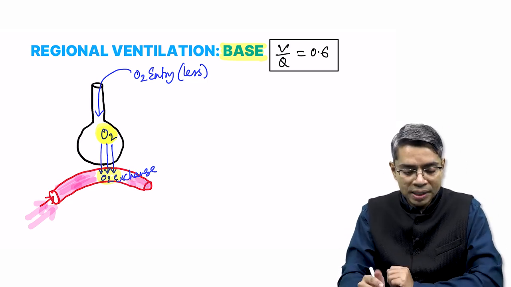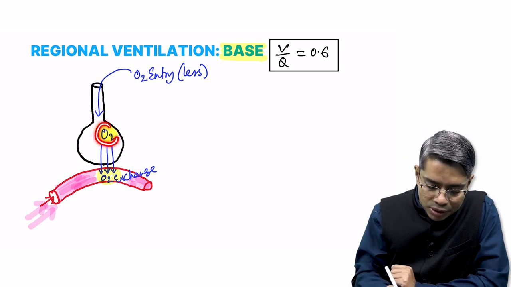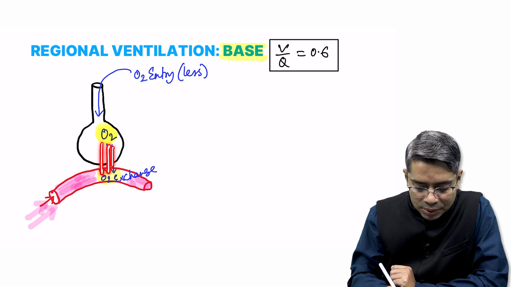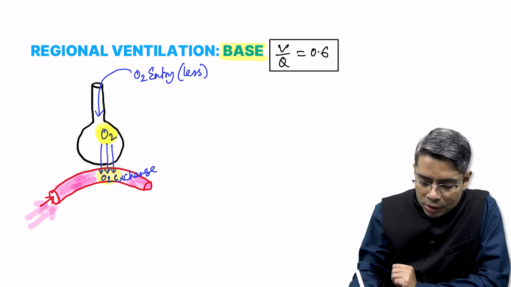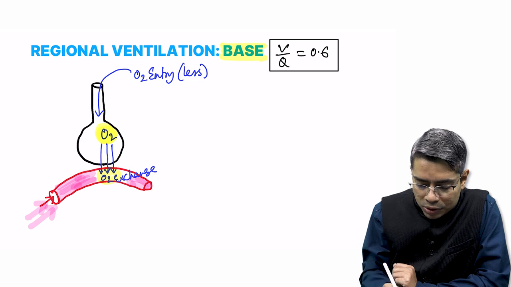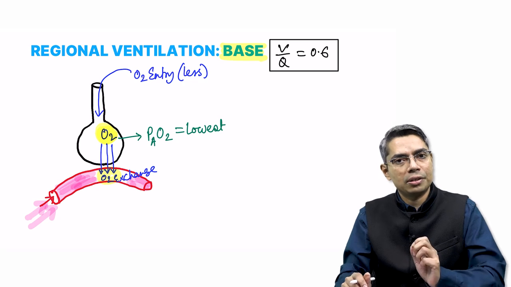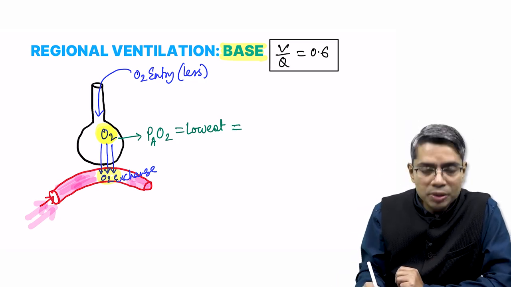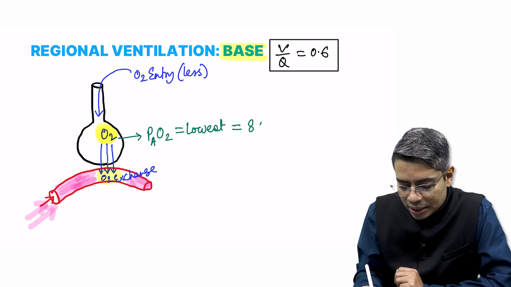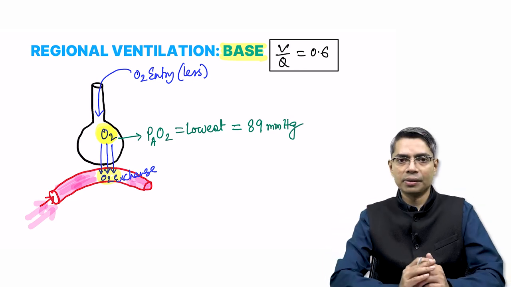Okay, so if most of the oxygen which is reaching the alveoli is exchanged at the level of capillary blood, what is going to happen to the partial pressure of oxygen at this alveoli? It will be lower. Not only lower, it will be the lowest. Normal partial pressure of oxygen is 100, so here in this alveoli it will be 89 millimeter of mercury, right?